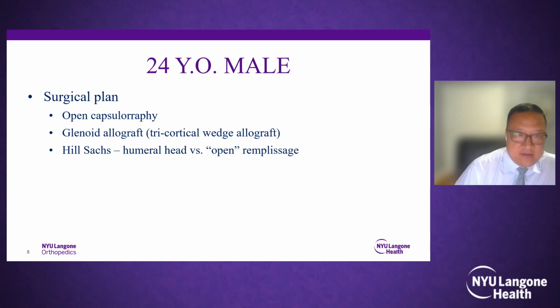If it was deep and very wide, I was actually prepared to put a humeral head allograft in. We did have one of those available. If not, I thought I was going to either ignore it or do an open remplissage. That is to say, actually just put an anchor in the Hill-Sachs lesion, pass it through the posterior capsule, and just tie it down. So that was sort of the open remplissage. That was sort of the plan.